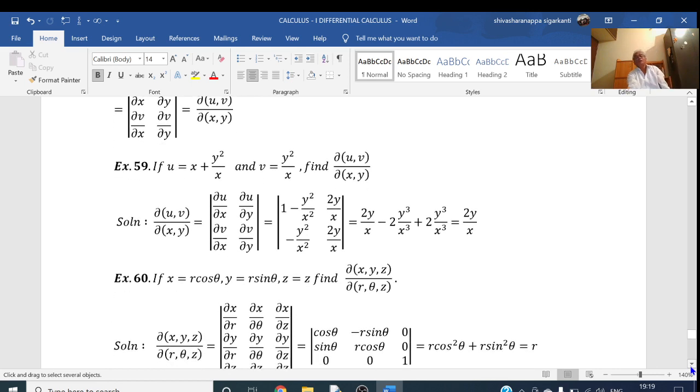Now one example: if u equal to x plus y square by x and v equal to y square by x, find ∂(u,v)/∂(x,y).